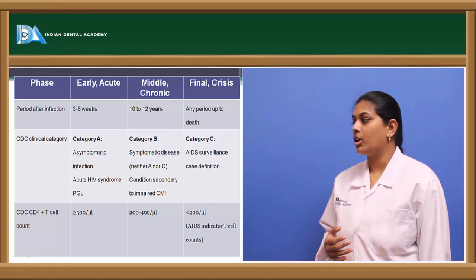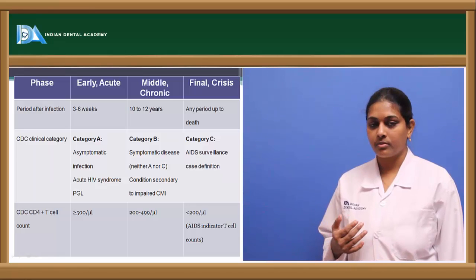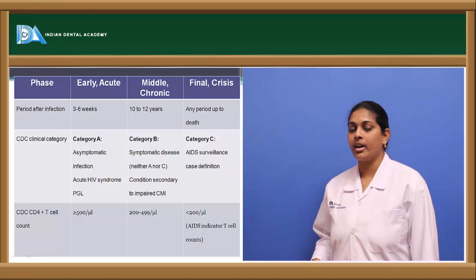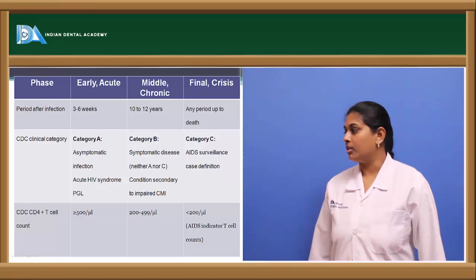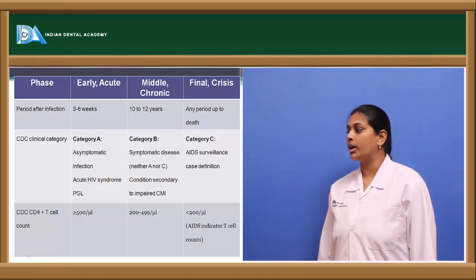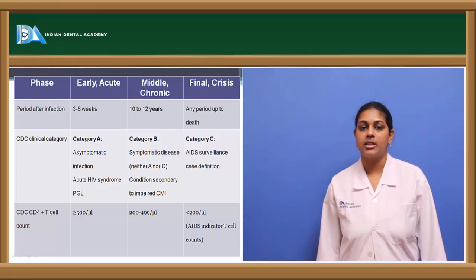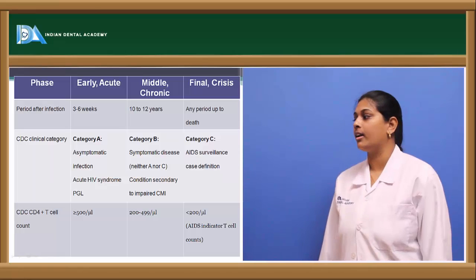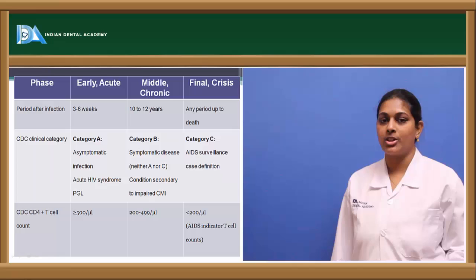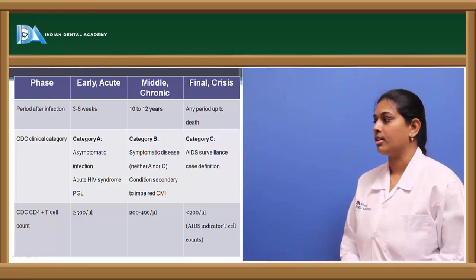Next, coming to the final or the crisis stage, that is a stage where the HIV virions are completely accumulated in the host. It may range from any period up to death, and usually the CD4 plus T cell count is below 200 per microliter. This is an indicator that the patient is an AIDS patient.